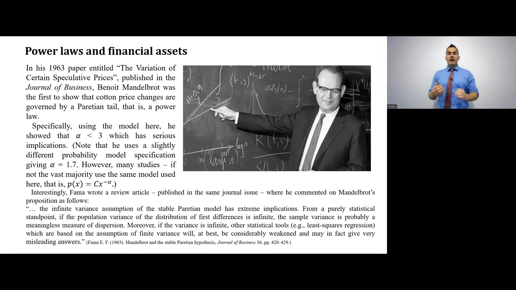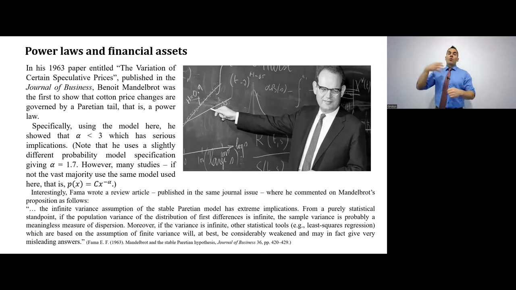implications. And it's important to note here that he uses a slightly different probability model specification. In his model specification, the power law exponent is 1.7. But if translated into our model specification, it would be below 3. Most studies, at least that I'm aware of, use the same model that we use in this lecture series, which we see here: p(x) is equal to c times x to the power of minus alpha.